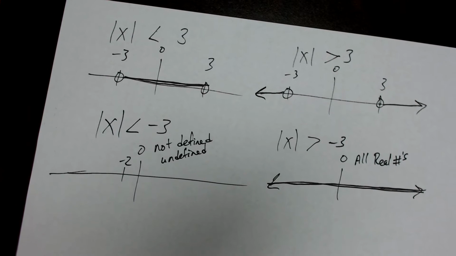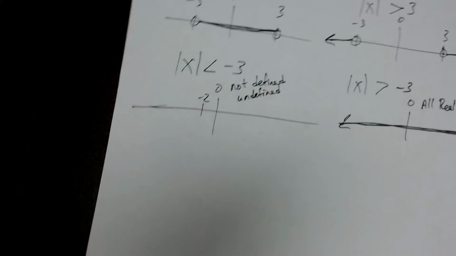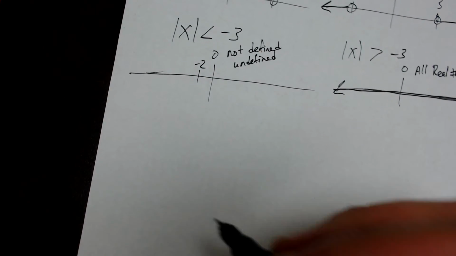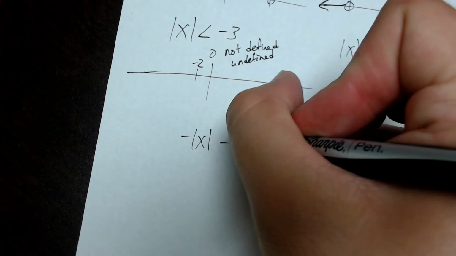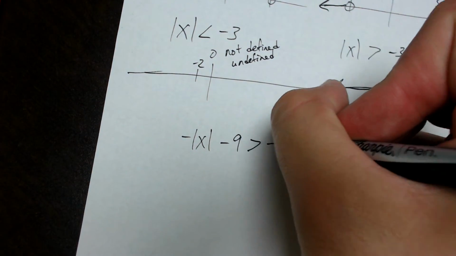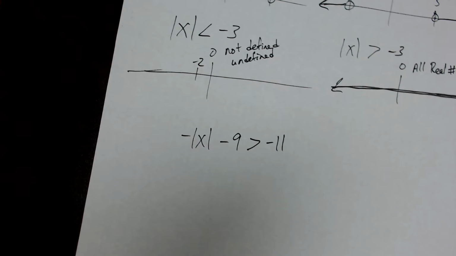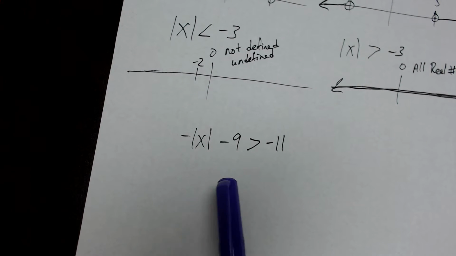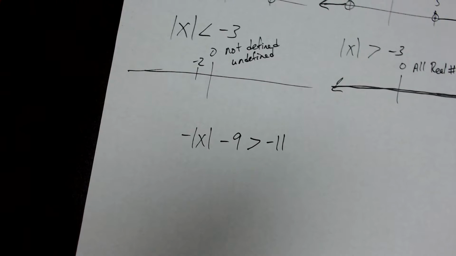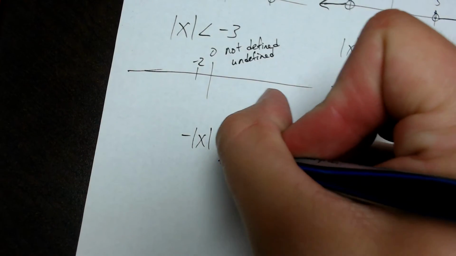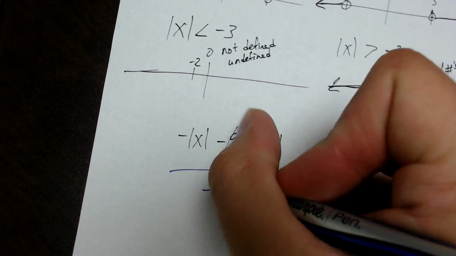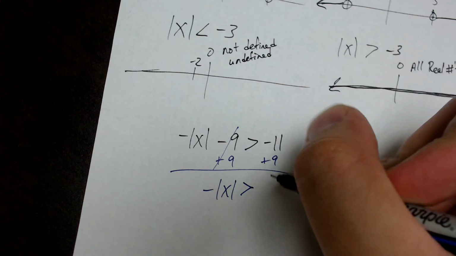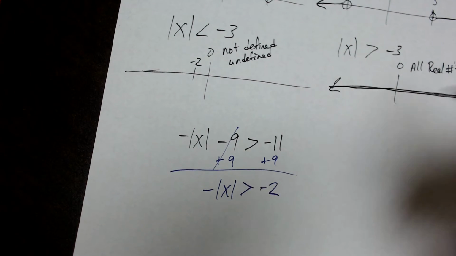All right, so those are the 4 different tricks to graphing inequalities, and we have to remember those rules when we're faced with inequality equations like the following. If we have negative absolute value of x minus 9 is greater than negative 11. So we can't graph this immediately because it needs to be solved. So we'll go ahead and solve the inequality. We'll start by adding 9 to each side. That gives me negative absolute value of x is greater than negative 2.